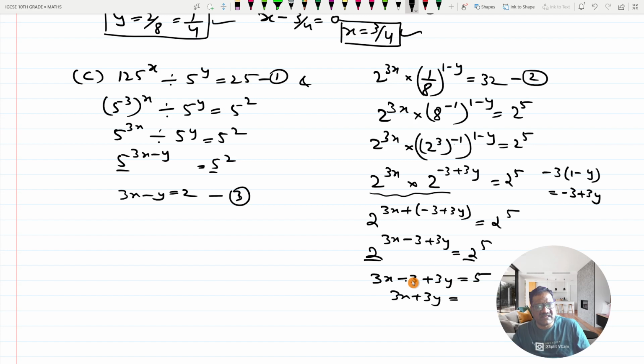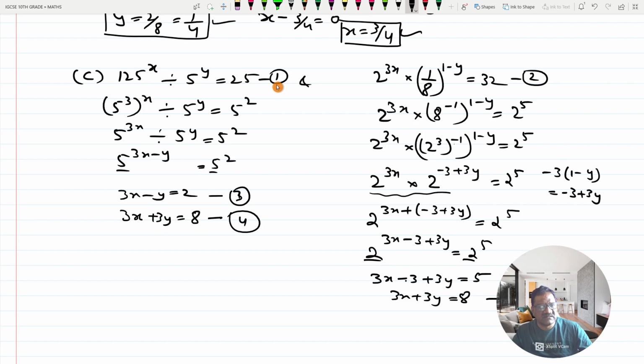Now this is my equation number 4. This equation number 4 I'm going to write just below equation number 3. So 3x plus 3y equal to 8. This is my equation number 4. Right?